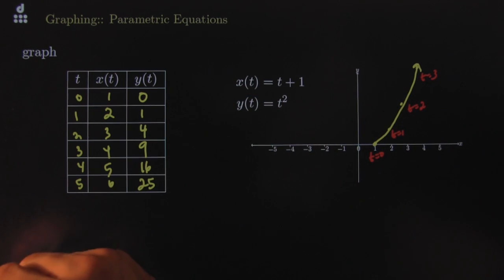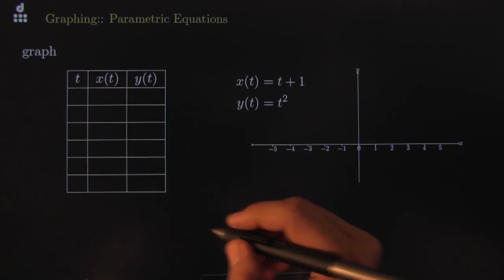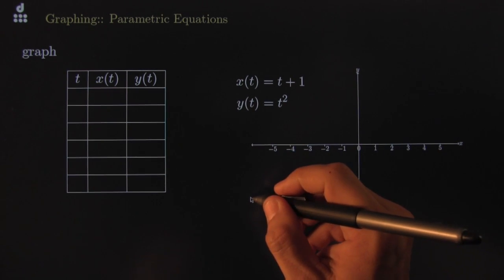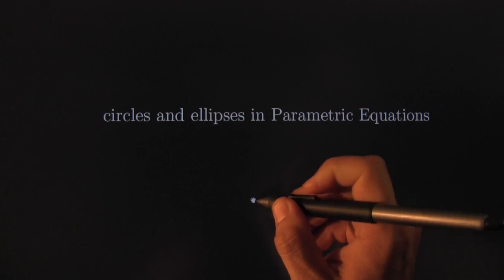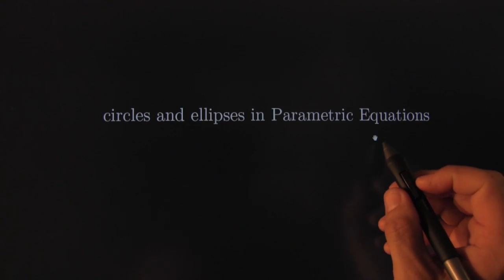Alright, maybe one more. Let's see. Let's try cleaning up this guy right here. Move on to the next page. Yeah, so next we're going to do ellipses and circles with parametric equations.